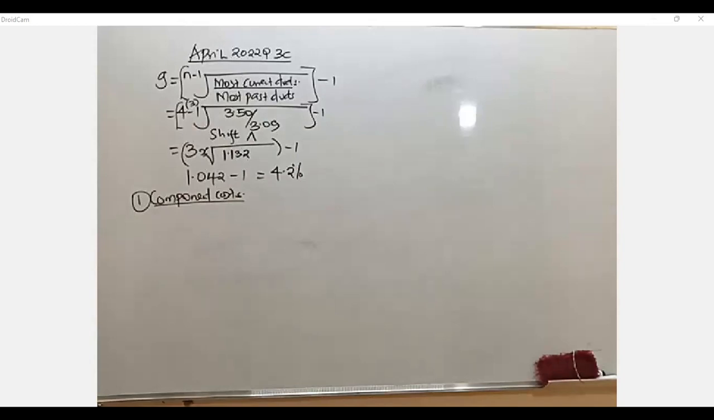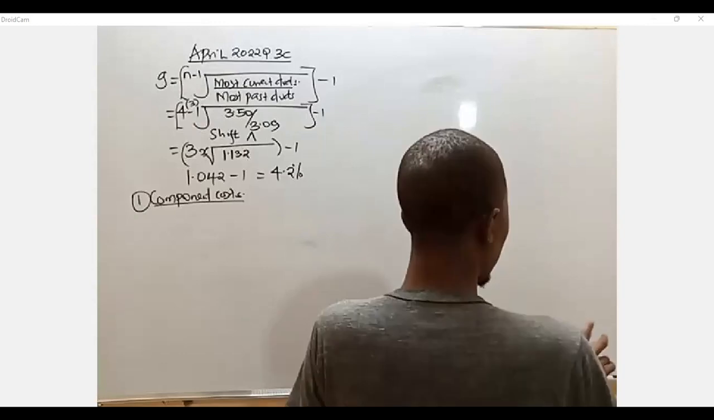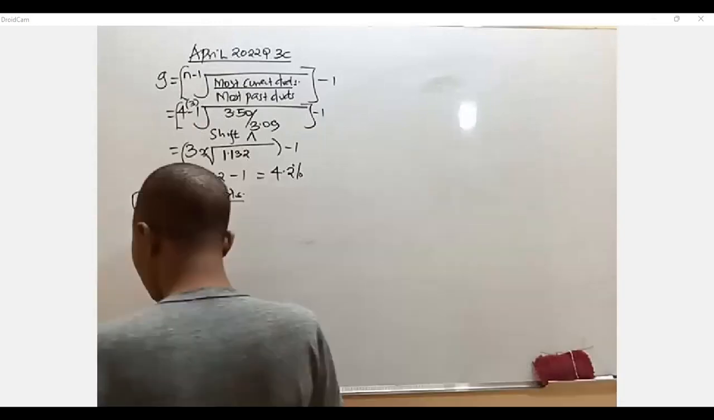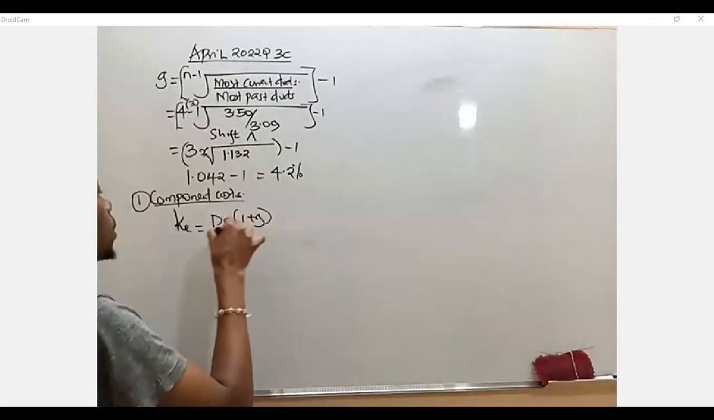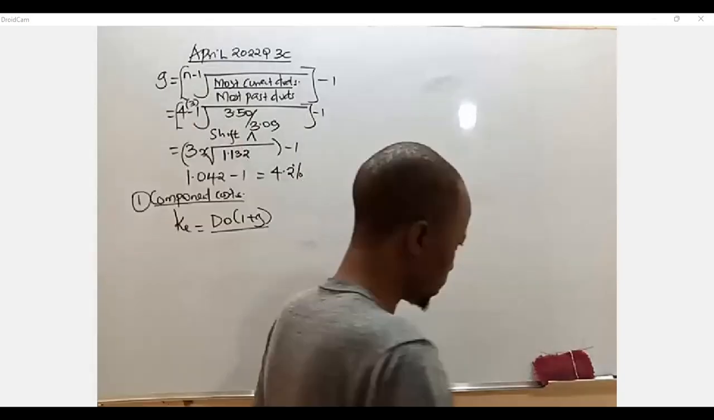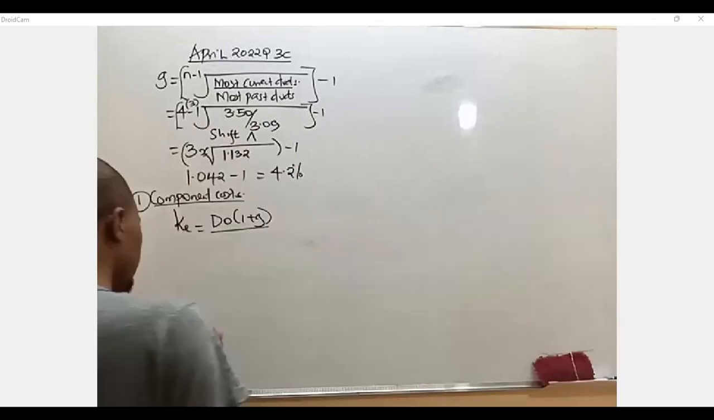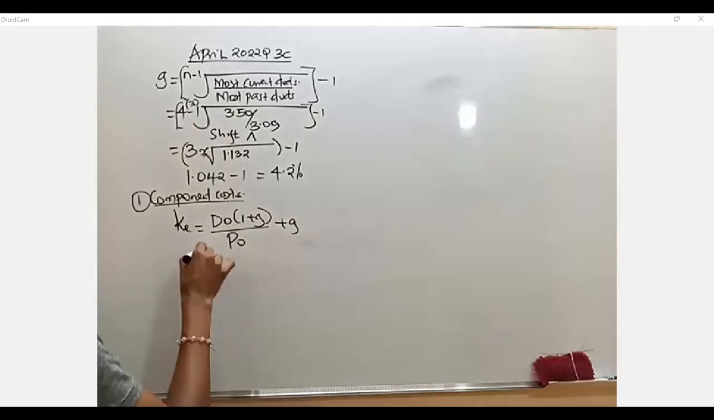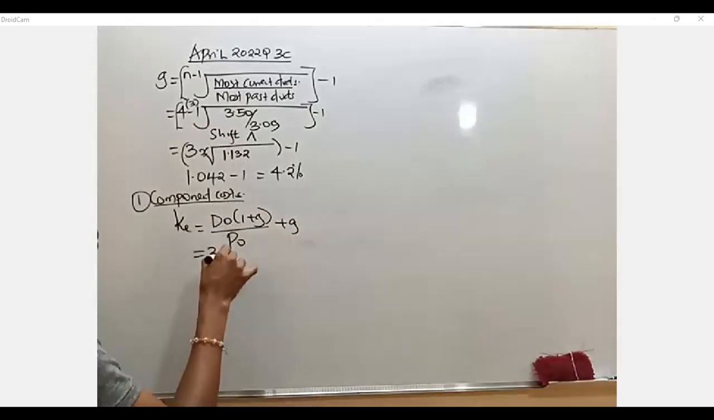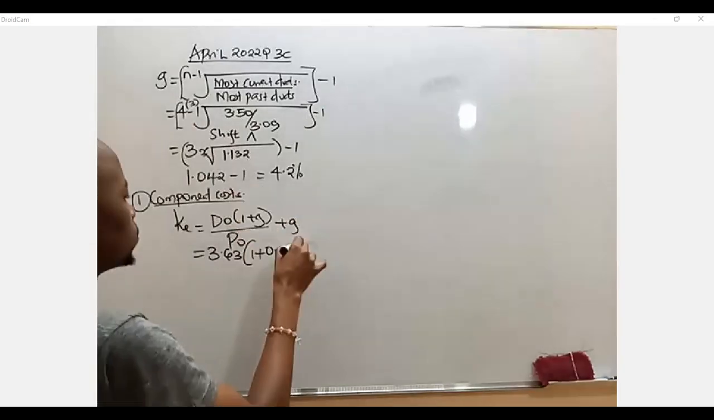So the 3.63 now, we are going to incorporate it when we are computing our component costs. Let me just do it here. We start with the cost of equity. To get our cost of equity, we take D0 times 1 plus g, and divide it by the market value, because we don't have the discounts and flotation. Then we add the growth rate. So our D0 here will be 3.63, which they have already issued, times 1 plus our growth rate, which is 0.042, correct?